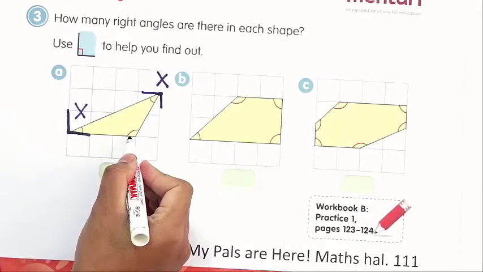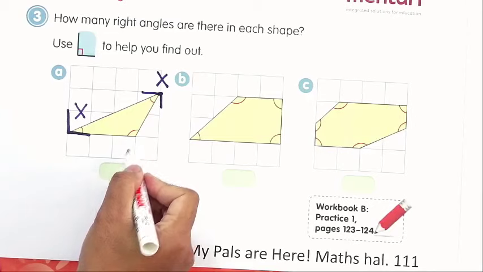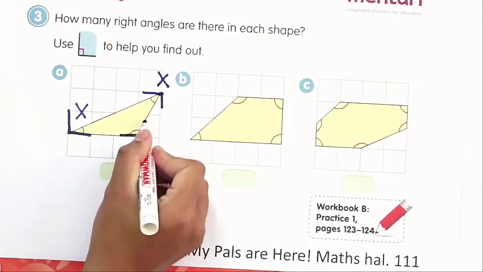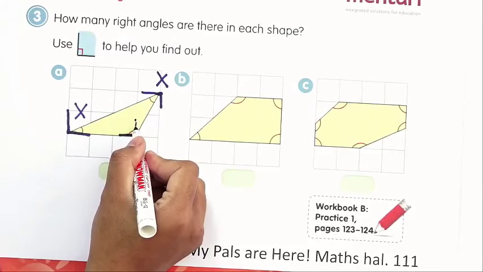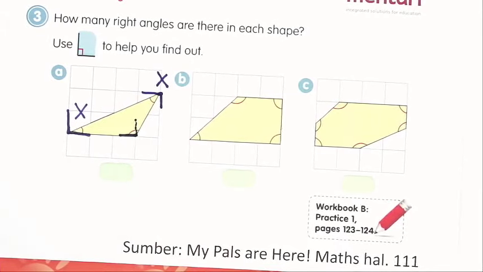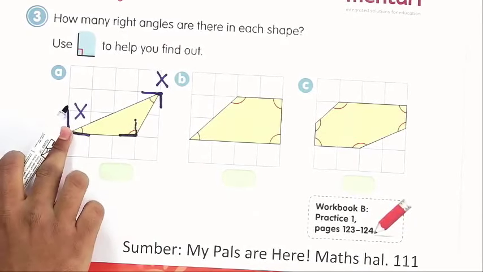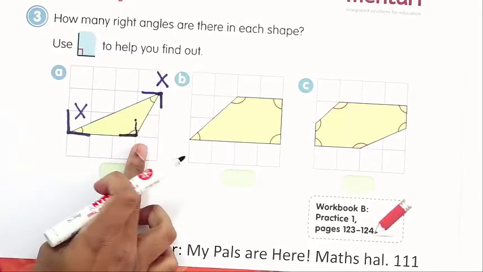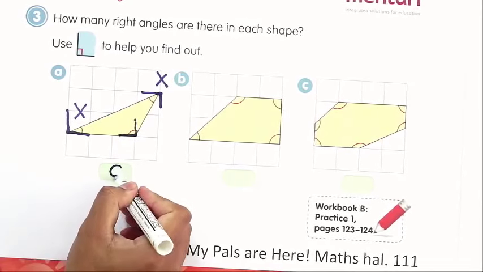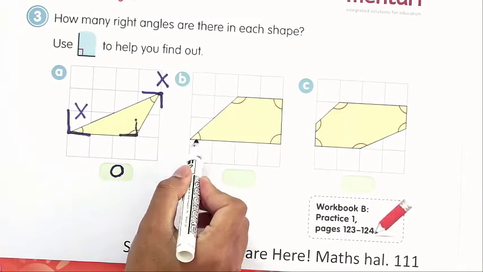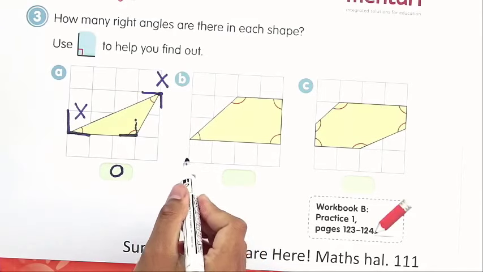And what about this? Is it smaller or bigger than a right angle? Is it a right angle? No. This is bigger. The right angle is this. So how many right angles in figure A? It is not a right angle, it is not a right angle, and it is not a right angle. So 0. There is no right angle in figure A. What about figure B? Which one is the right angle?